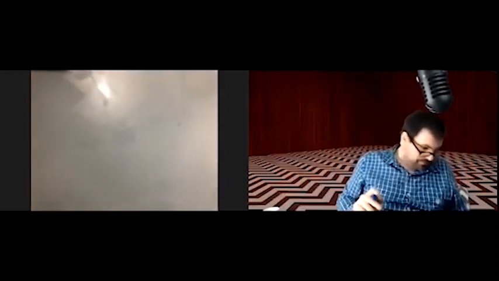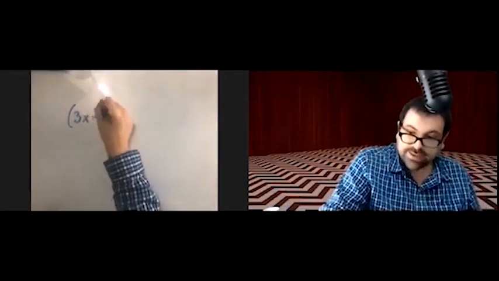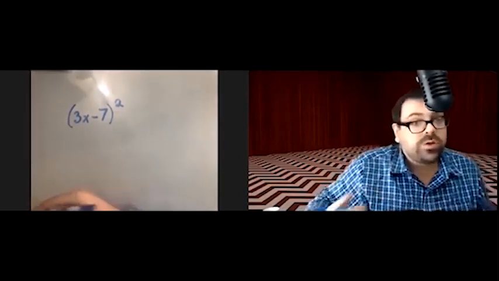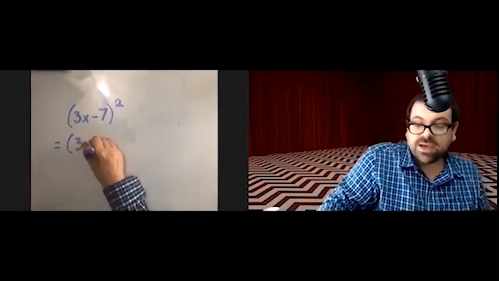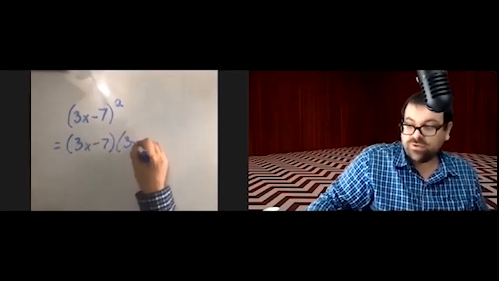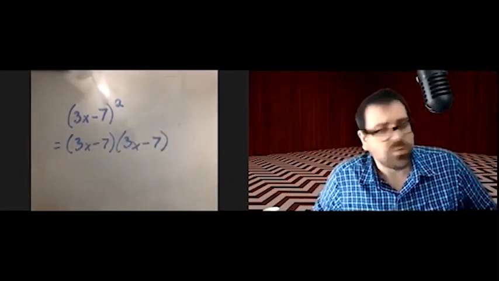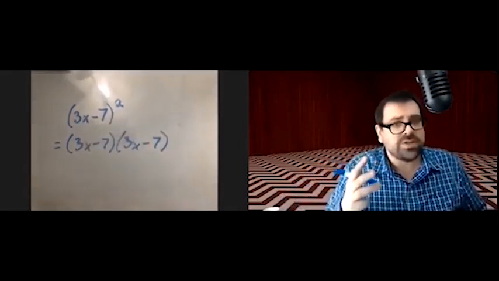So if we had 3x minus 7 squared, you could go the long way. You can say that means 3x minus 7 times itself. Under no circumstances should you say 9x squared minus 49, though. Because when you square a binomial, you're going to get 3 terms out of it.